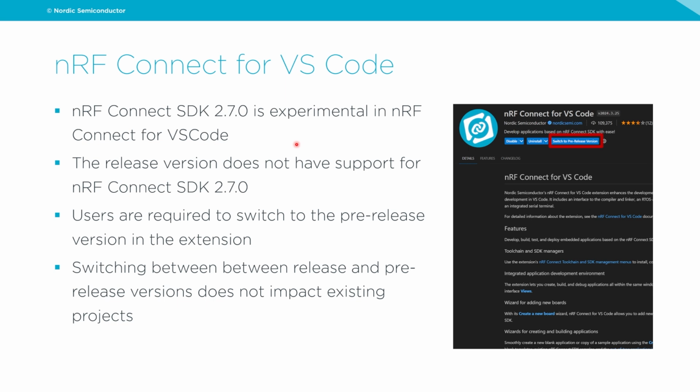In the release version, actually, there's no support for nRF Connect SDK 2.7.0. You must switch to the pre-release version in the extension. And this can be done very easily if you go to the top on the extension itself. That allows you to switch between release and pre-release version. So if you're in the release version, you will see this saying switch to pre-release version. If you're on the pre-release version, you'll see the text will read switch to release version.